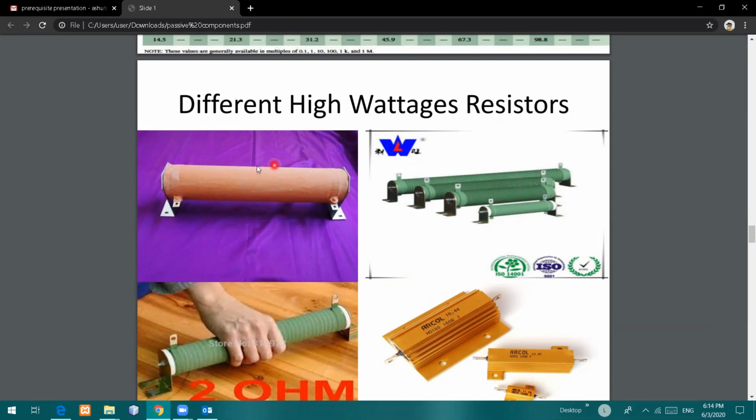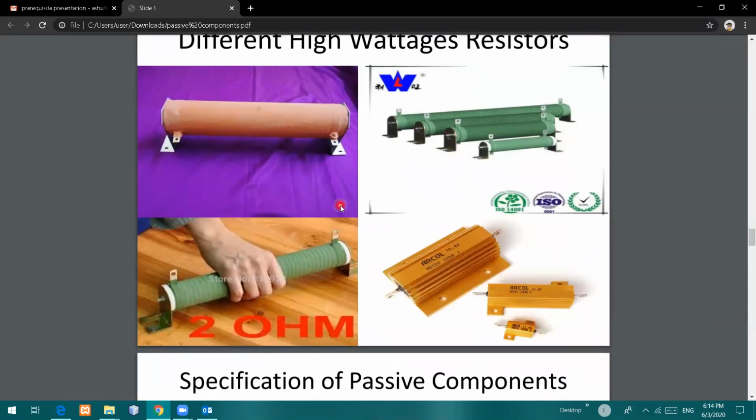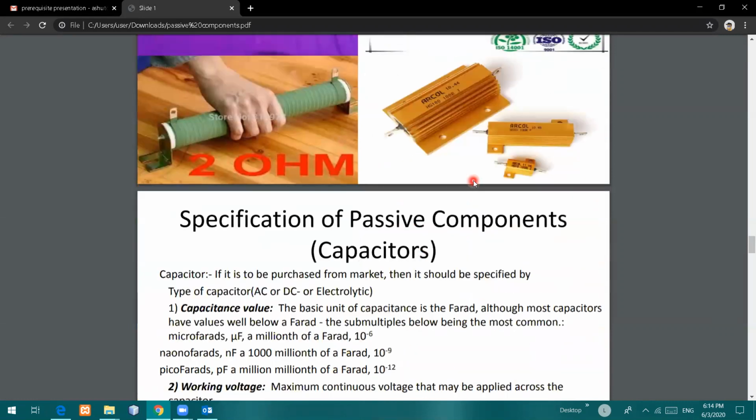But now wattage is more. Wattage is more means I is more. The current which is going to be carried or sustained by this resistor will be more as compared to the normal value. So these are all photographs of the resistors which are available over here. Let us go ahead.